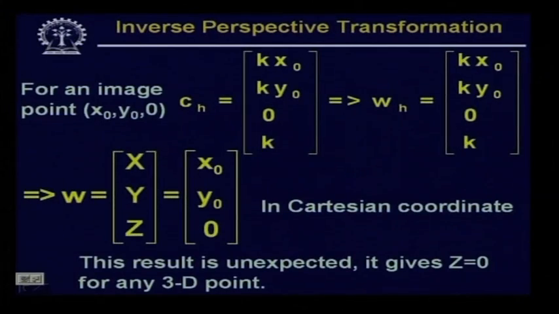Now, if I convert this homogeneous coordinate to the Cartesian coordinate form, then the Cartesian coordinate corresponding to it is W equal to (capital X, capital Y, capital Z), which is nothing but (x naught, y naught, 0). So you find that in this particular case, the 3D world coordinate is coming as x naught, y naught, 0, which is the same point from where we started, that is, the image point.